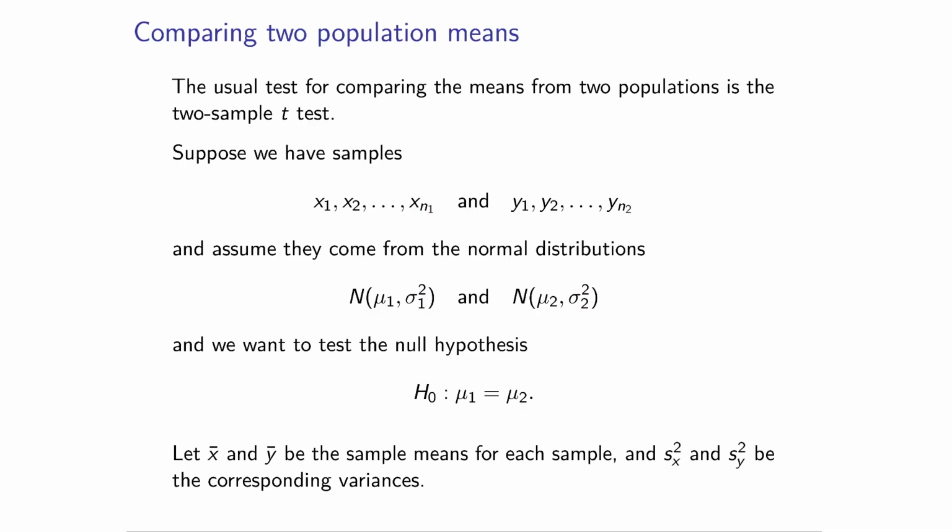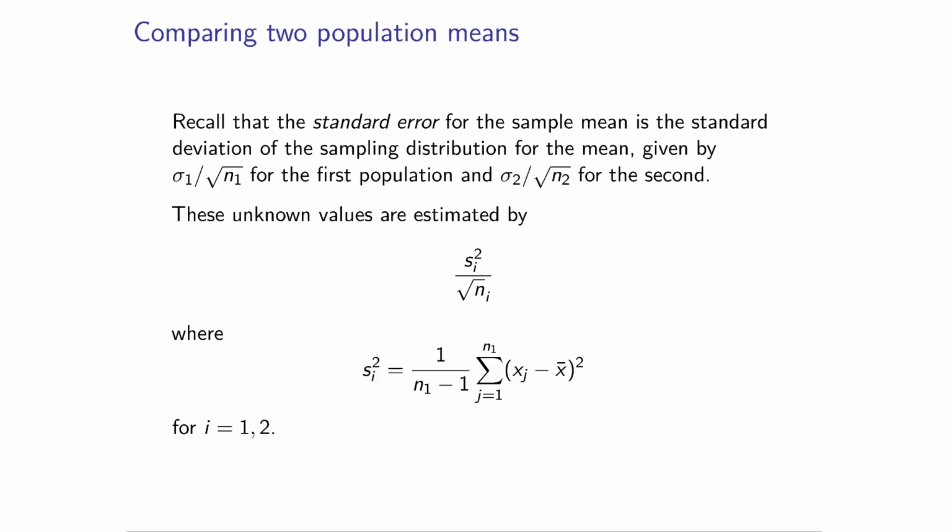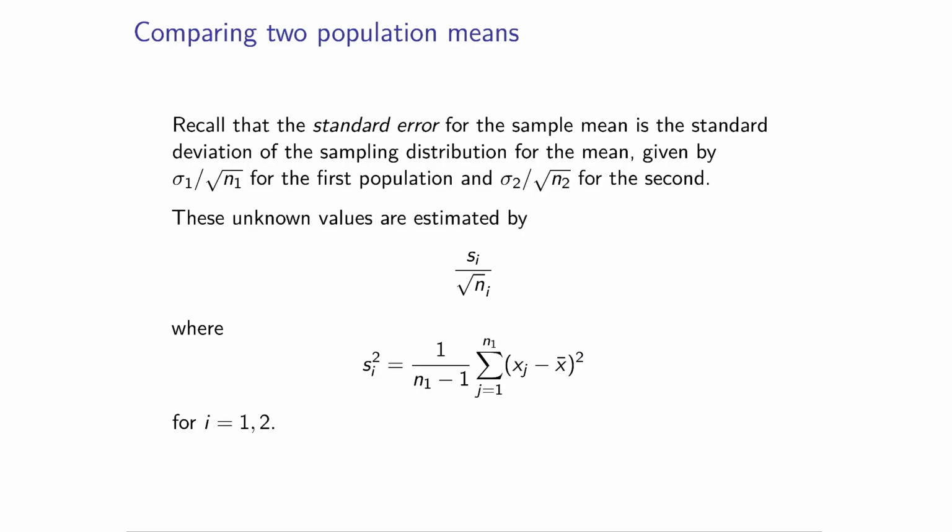Let x bar and y bar be the sample means for each sample, and sx squared and sy squared be the corresponding sample variances. Recall that the standard error for the sample mean is the standard deviation of the sampling distribution for the mean, given by sigma1 over square root of n1 for the first population and sigma2 over square root of n2 for the second. These are unknown values and are estimated by Si over square root of ni for i equals 1 or 2, where Si squared is the sample variance.